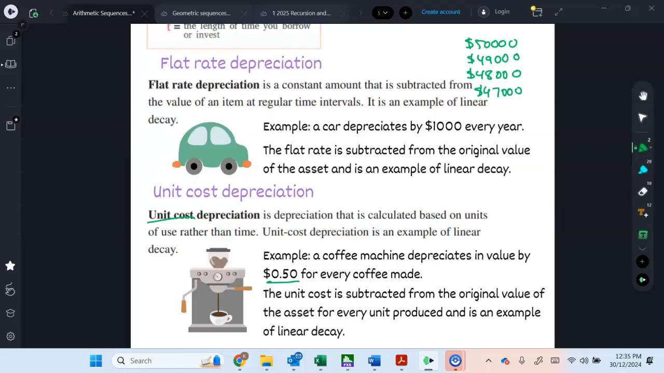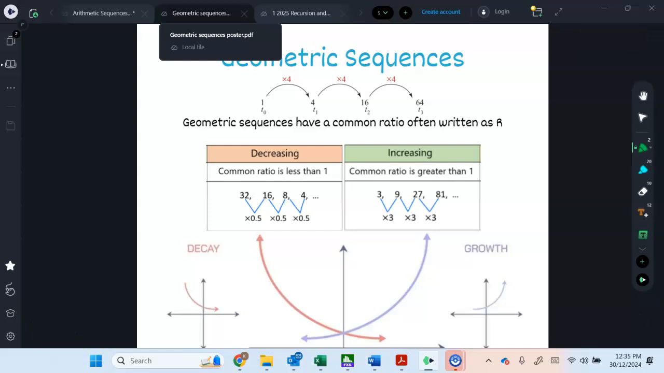Most things depreciate. You could also have a coffee machine that is an example of flat rate depreciation. It doesn't have to be unit cost. And you could have a car that is also unit cost, so maybe it depreciates per kilometre driven as opposed to time. So flat rate depreciation is usually given by time, and unit cost is per use. That's the main difference between the two. So that's arithmetic sequences in a nutshell. Let's have a look and compare it to geometric sequences.